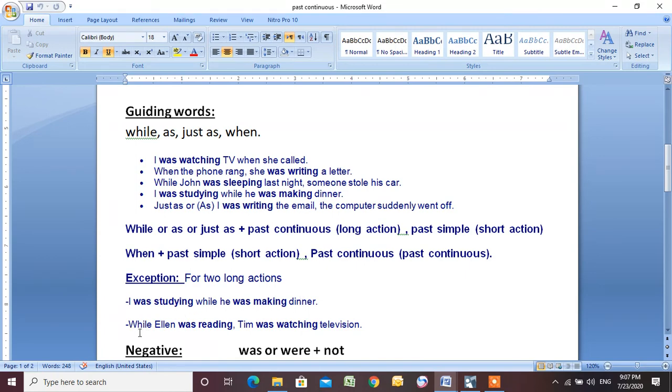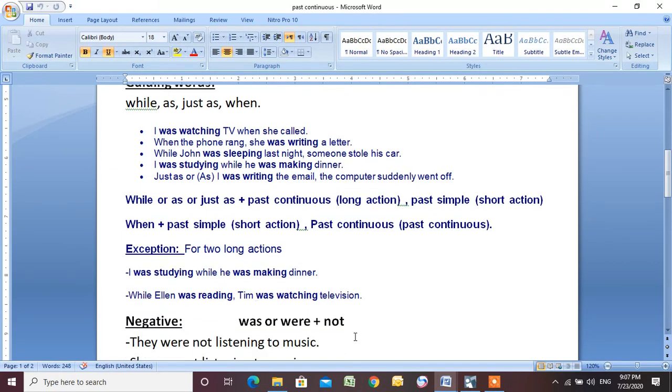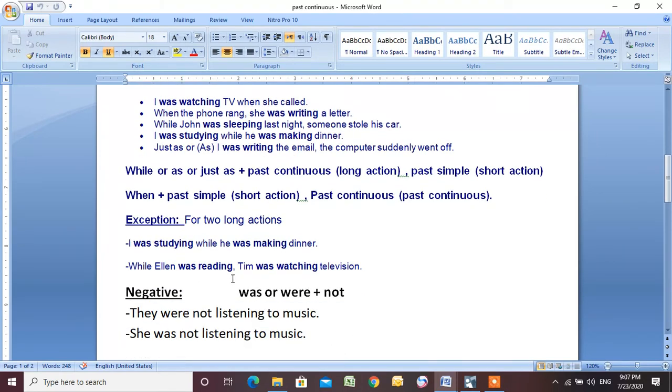Another example, while Ellen was reading, Tim was watching television. So again, reading is a long action, watching television is a long action. That's why I put in both of them past continuous tense.